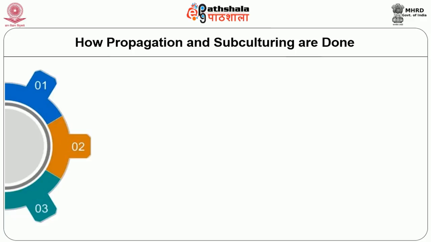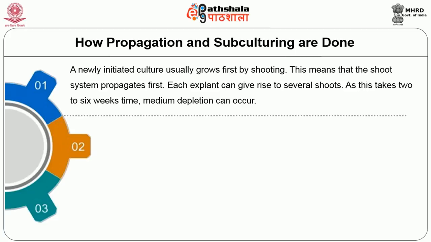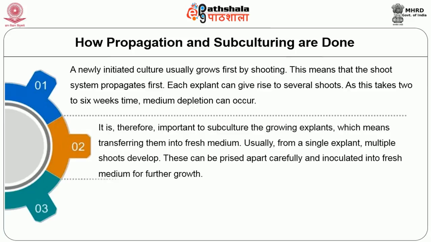A newly initiated culture usually grows first by shooting. This means that the shoot system propagates first. Each explant can give rise to several shoots. As this takes 2 to 6 weeks time, medium depletion can occur. It is therefore important to subculture the growing explants, which means transferring them into fresh medium.